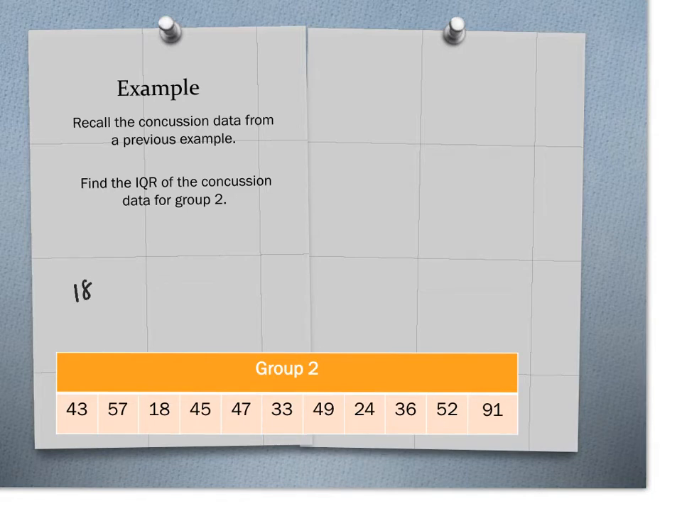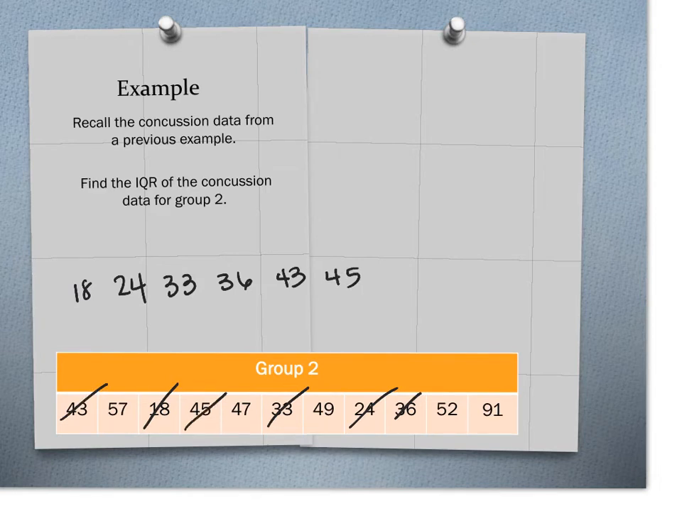We have 18, 33, 36. I missed the 24. We'll come back to that. 33, 36. Looks like 43, 45, 47, 49, 52, 57, and 91. So this is the data ordered.